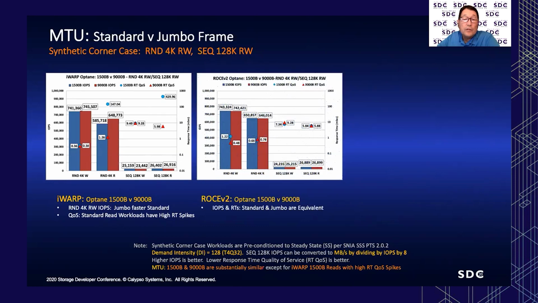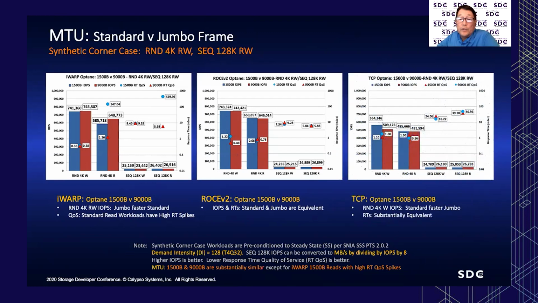When we look at the ROCEv2 comparison, we can see that the IOPS and response times, the standard and jumbo frames have substantially equivalent performance. And then when we look at TCP, we can see that for random 4K writes, standard frame is faster than jumbo. But for the rest of the cases, standard frame and jumbo are the same. And for response times, the response times are substantially equivalent. So essentially for MTU, 1500 byte standard and 9000 byte jumbo are essentially the same, except for the iWARP case where standard frames show very high response time spikes of 147 and 429 milliseconds.